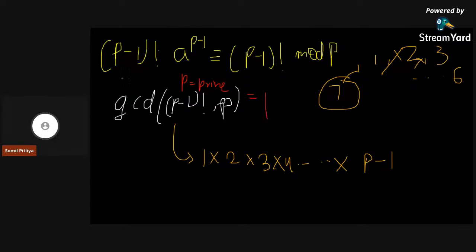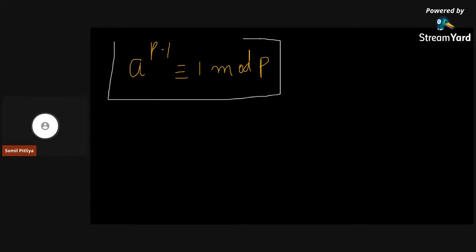So if the GCD of this thing and p is 1, can I cancel this factor from both sides? Can I cancel out p minus 1 factorial and p minus 1 factorial? So 1 will be left, and this is the proof of my Fermat theorem. We are left with 1 on my RHS and a raised to power p minus 1 on my LHS. So I get that a raised to power p minus 1 is congruent to 1 modulo p. Okay, so this is my Fermat theorem. This was a totally elegant proof of the Fermat Little theorem.